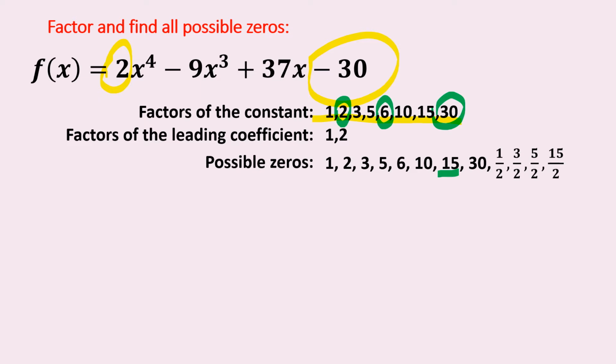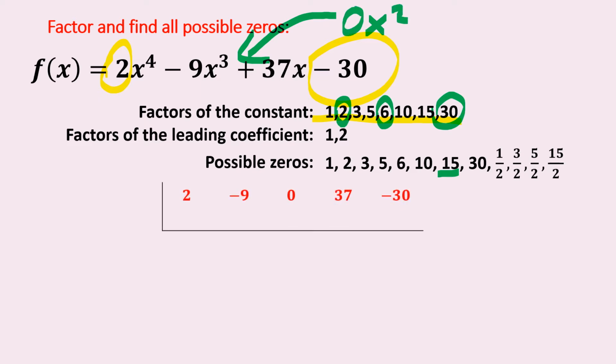All right, next, let's start plugging things in. It's missing that x squared there, so we have to put in a 0x squared. All right, let's start with 1. Go through, multiply, add, on and on. And fortunately for us, 1 does work as a 0.